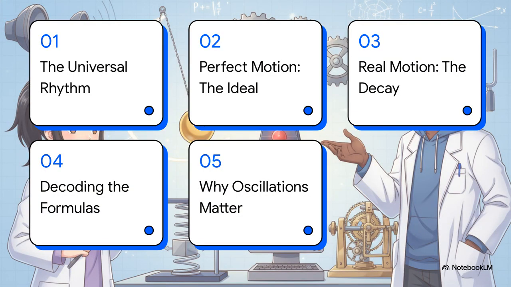All right, here's the game plan. We're going to start with a universal rhythm, using a really simple analogy. Then we'll see how that perfect idea stacks up against what actually happens in the real world. After that, we'll get into the formulas, the language physics uses to talk about this stuff. And finally, we'll wrap up by looking at why any of this actually matters in our day-to-day lives.